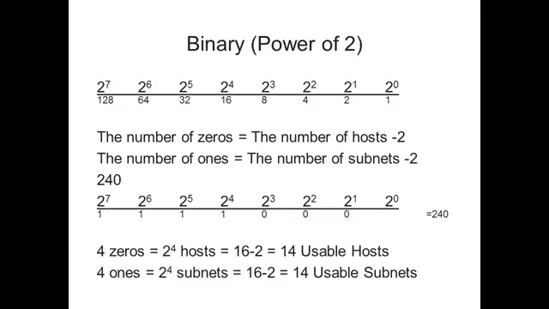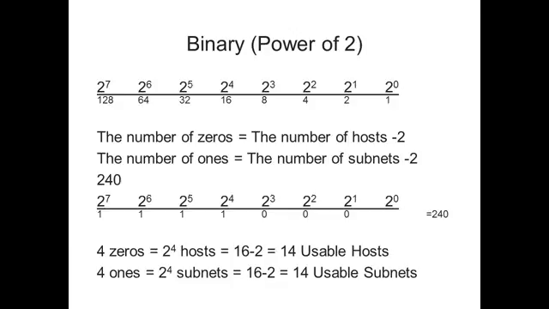You agree with that? So there's 4 zeros, so 2 to the 4th, number of hosts minus 2, I'll explain why in a second, gives us 14. So there's 14 usable hosts. So the subnet mask of 240, how many usable hosts do I have? No, 240, no. Remember, 240 subnet, how many zeros are in 240? 4. There's 4 zeros in 240.